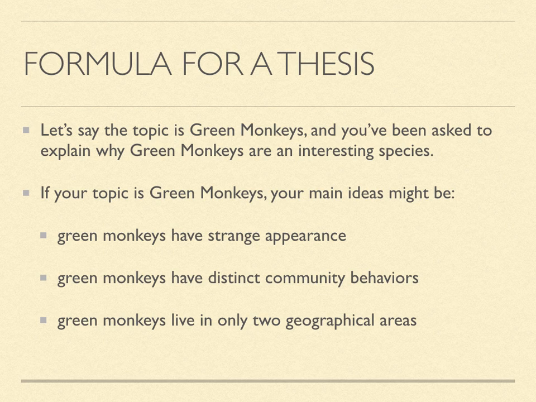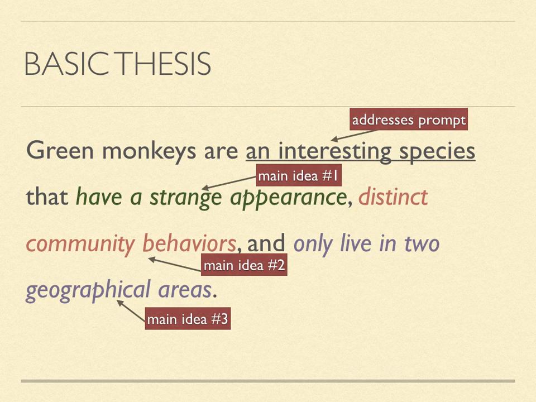So if your topic is green monkeys, your main ideas may be something like green monkeys have a strange appearance, green monkeys have distinct community behaviors, green monkeys live in only 2 geographical areas. So those are 3 topics or main ideas that would go under that big topic of green monkeys. So your basic thesis would do the following. It would address the prompt and include those 3 main ideas.